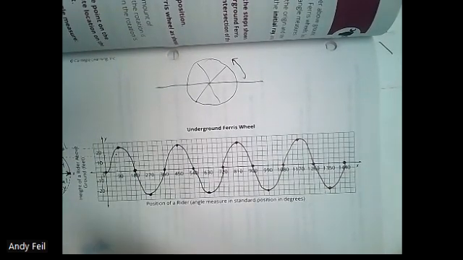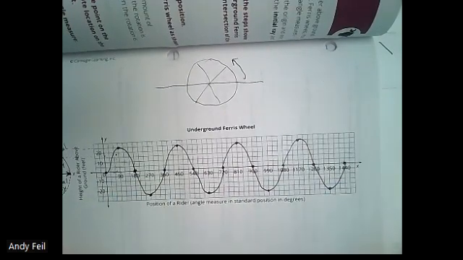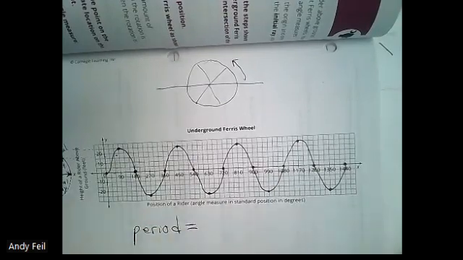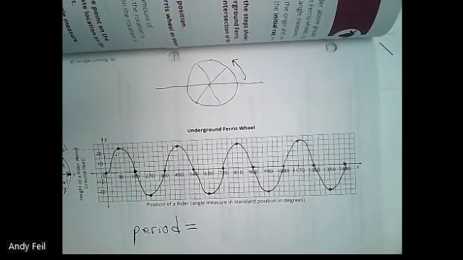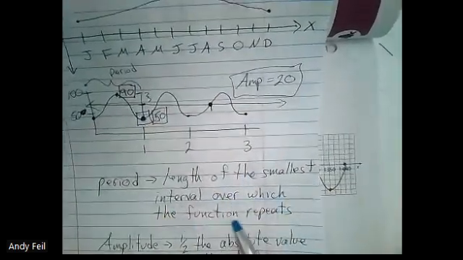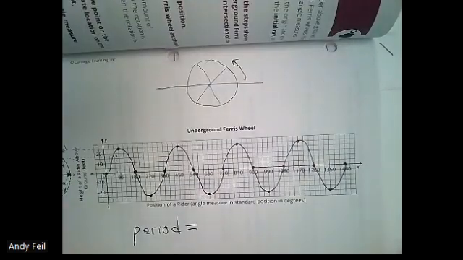So on a test, this is what I would do. I would give you this graph and I would say, here's a graph of the underground Ferris wheel. Tell me, what is the period? This would be a good test question. Now remember, what does period mean? Period means the length of the smallest interval over which the function repeats. What is the length of the smallest interval over which this function repeats?